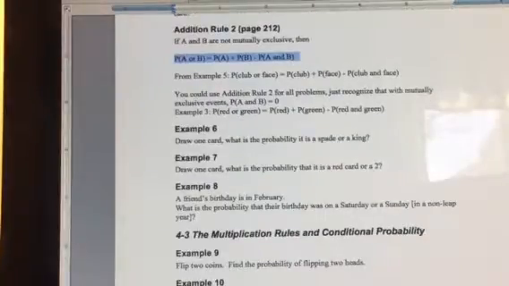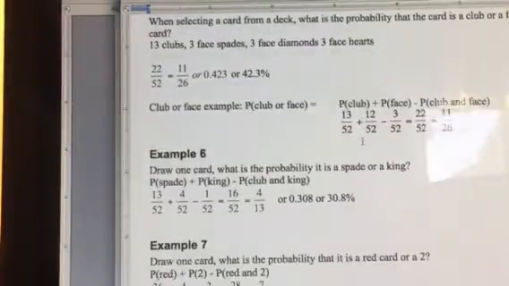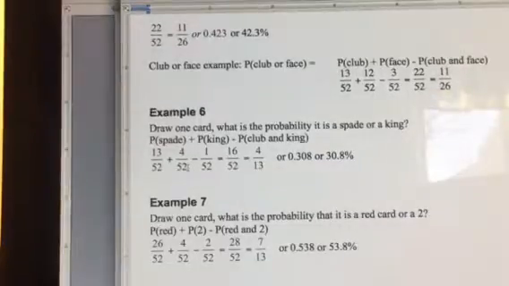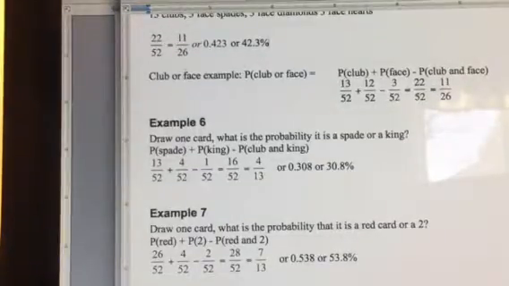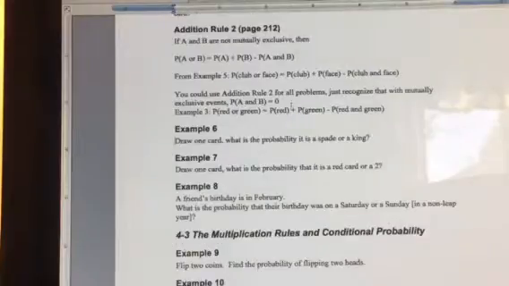Now, example 6, very similar. We're going to draw a single card. What's the probability it's a spade or a king? All right, first off by classical probability, which I don't show in the notes or in the examples, apologize.